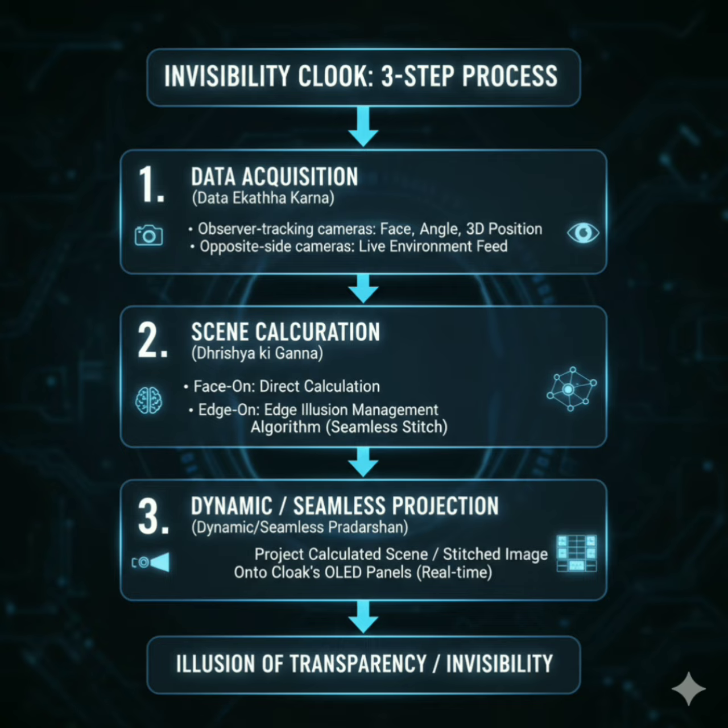The final step is dynamic, seamless projection. The calculated scene, whether it's direct or a stitched image, is projected by the system onto the cloak's OLED panels in real time. And what is the result of these 3 steps? An illusion of transparency, invisibility. The observer feels as if they are looking right through the device.